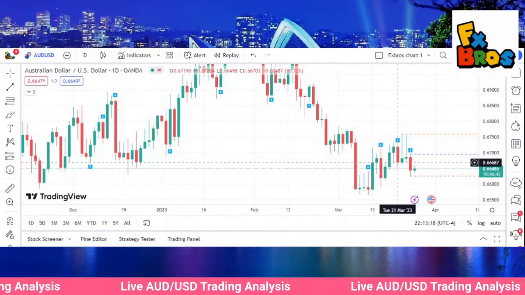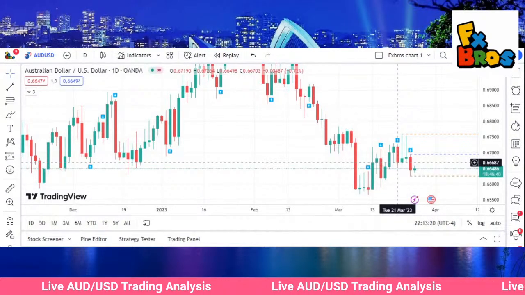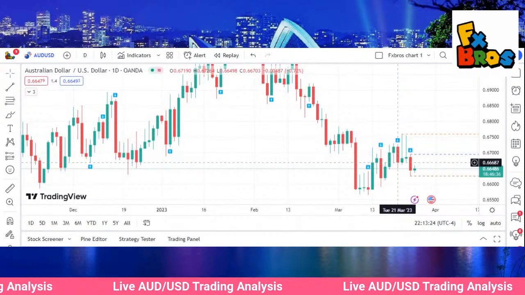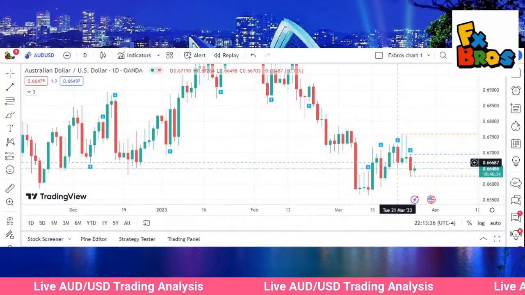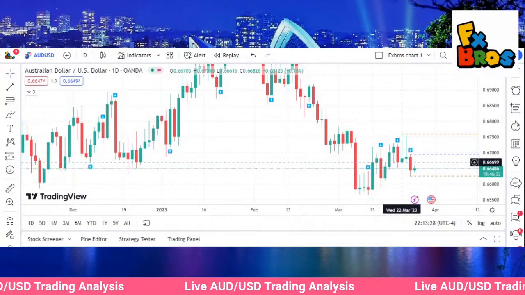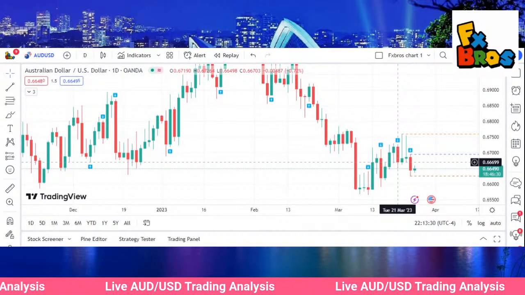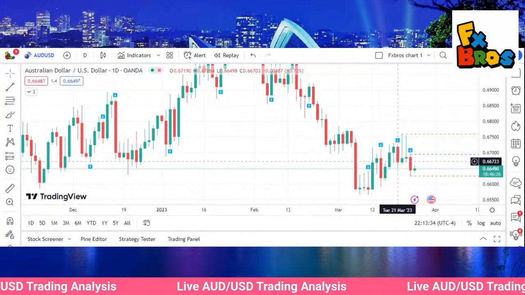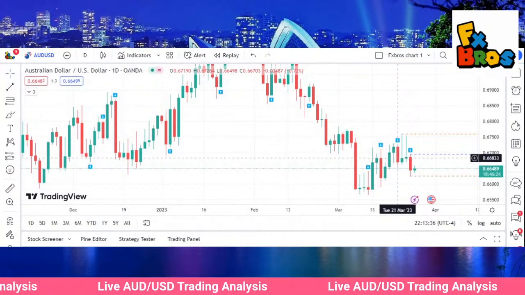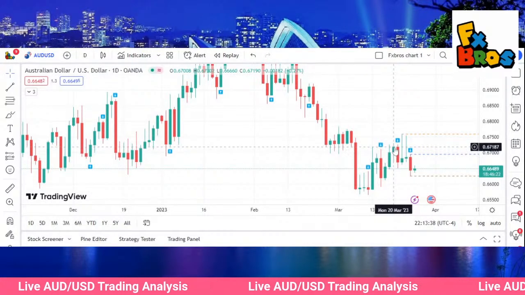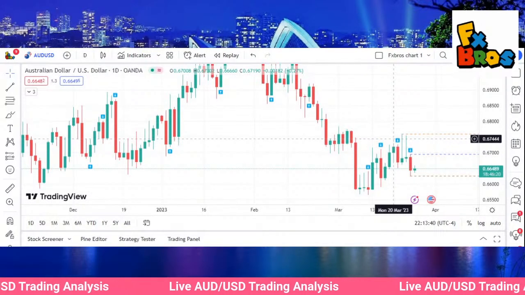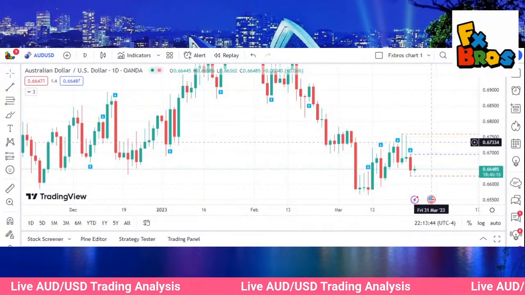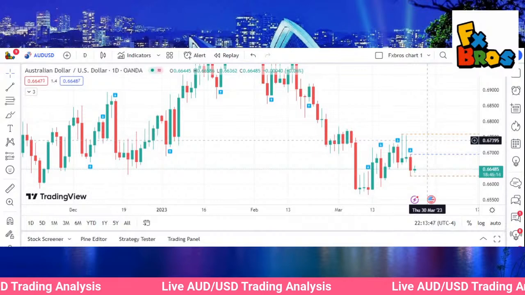So the ATR for the AUD is like 77. Okay, I'm going to put my stop loss 77 pips higher. And that would have put you at about 67.40. Yeah, and you would have got stopped out. I see, but that's a good stop loss that I have on that, barely.